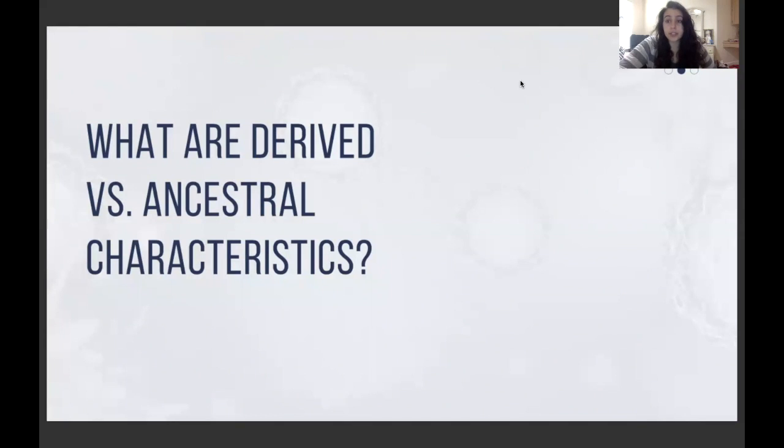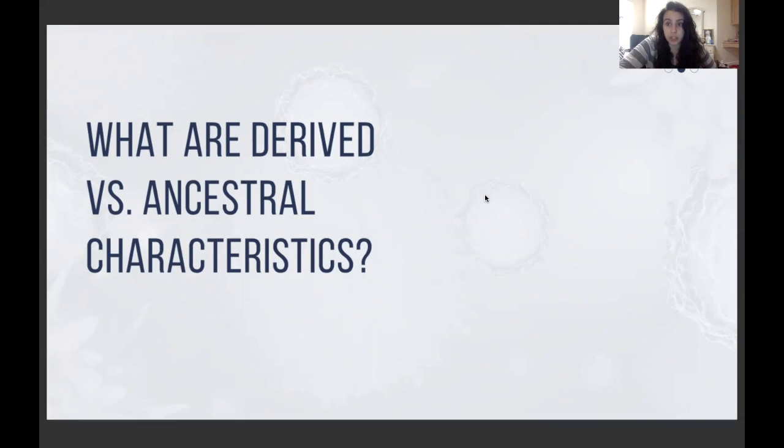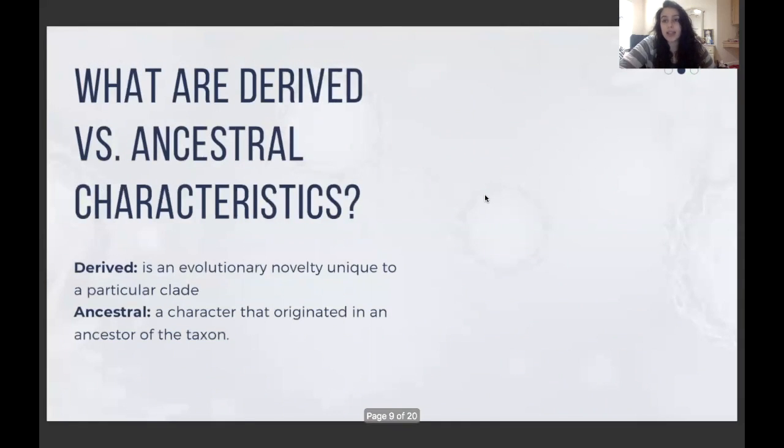Now we're going to talk about the difference between derived and ancestral characteristics, okay? We'll go ahead and spit out some definitions first. A derived characteristic is an evolutionary novelty, something new, something unique to a particular clade, right? An ancestral characteristic, on the other hand, is a character that originated in an ancestor of the taxon. I know that that's a lot of words, and in my opinion, it's much easier to go through an example to understand this than to just look at the definitions.